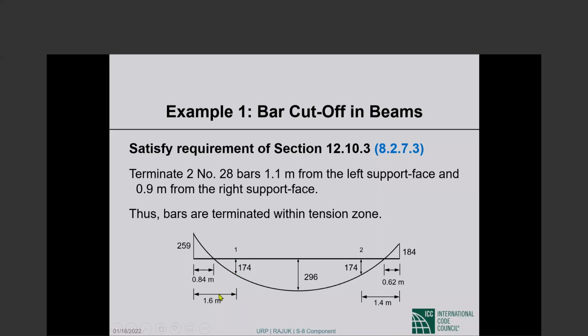So that will give you termination point 1.1 meters from the left support. These bars can be terminated here at 1.4 meters away, theoretical point of cutoff, but you need to go another 0.5. That gives us 0.9 meters from the right support. So the number 28 bars are cut off 1.1 meter from the left support and 0.9 meters from the right support.